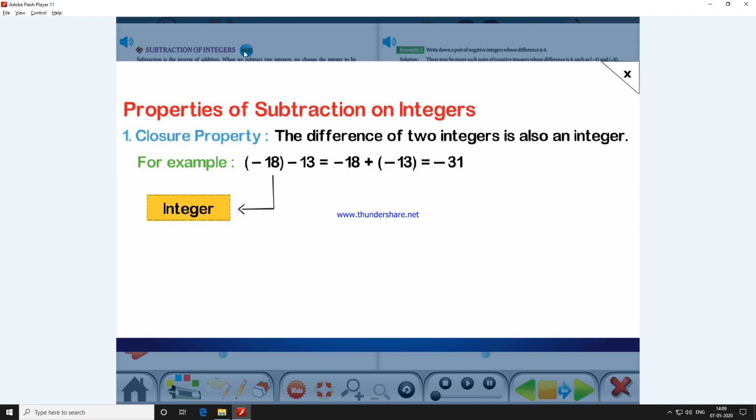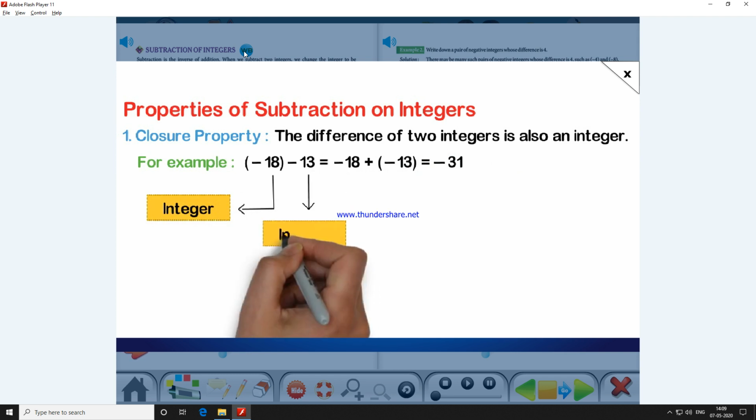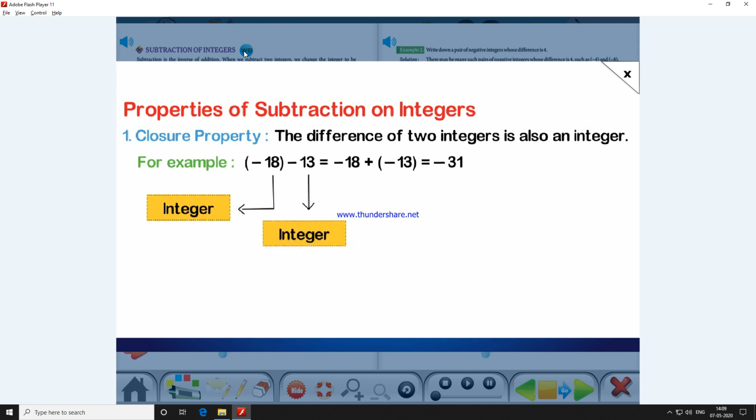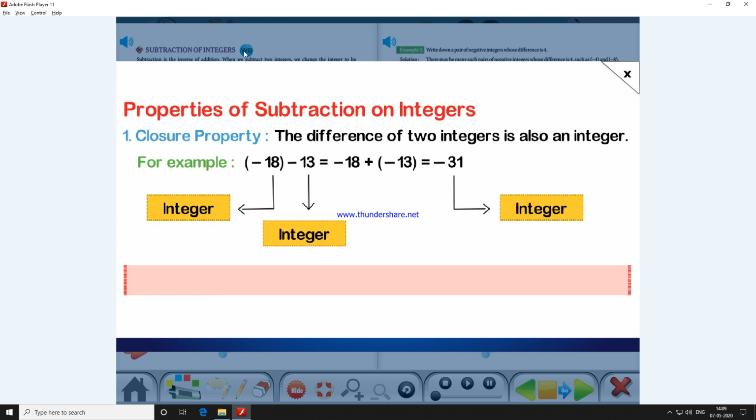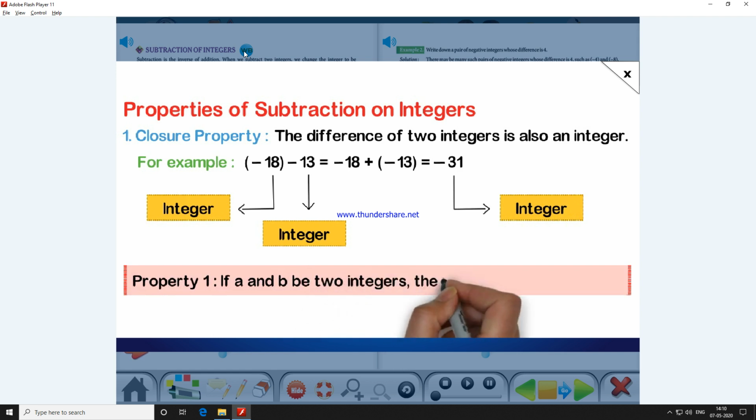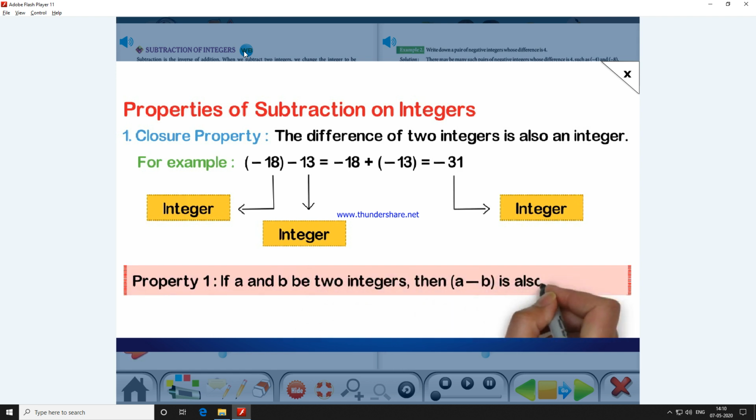Integer, integer, integer. Property 1. If a and b be two integers, then a minus b is also an integer.